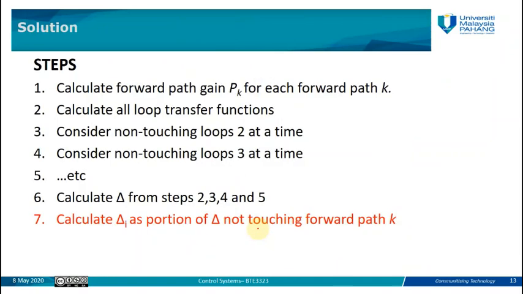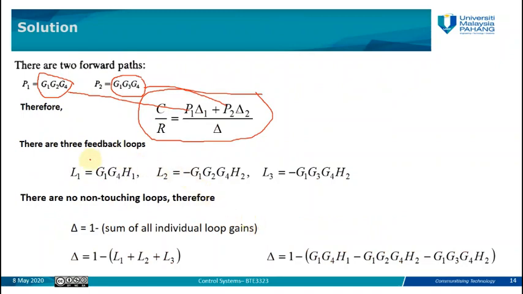So you can see these are the three loops that we have. Loop number 1 is G1, G4, H1. Loop number 2 is negative G1, G2, G4, H2. Loop number 3 is the same as number 2, only differing in the value of G3 instead of G2, because they have common nodes. So this is the gain of the loops.